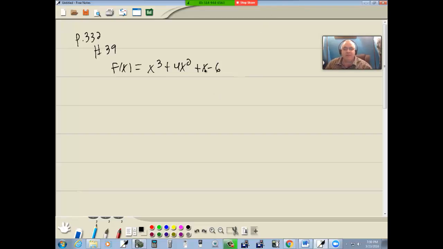Now we're going to use a calculator to solve it. When I say solve it, we're going to set it equal to 0. Solving it basically means find your zeros. We looked at this on the calculator in the previous section, so we're going to put this into the calculator.